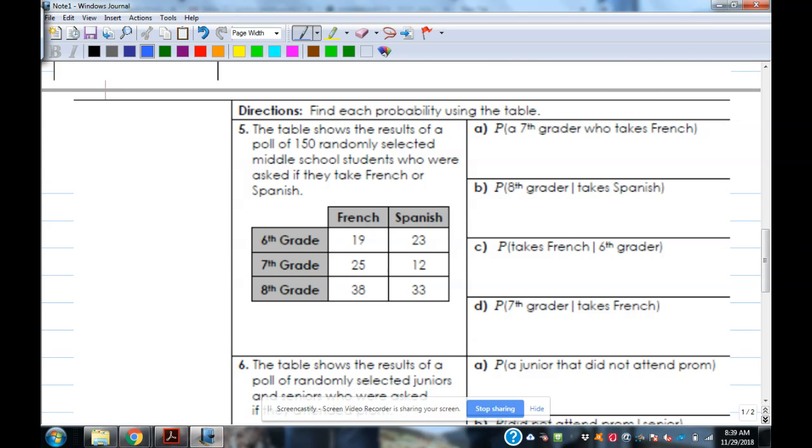All right, number 5. Says the table shows the results of a poll of 150 randomly selected middle school students who were asked if they take French or Spanish. Sounds like our school. So we're going to answer these parts over here about that. Probability of picking a 7th grader who takes French.